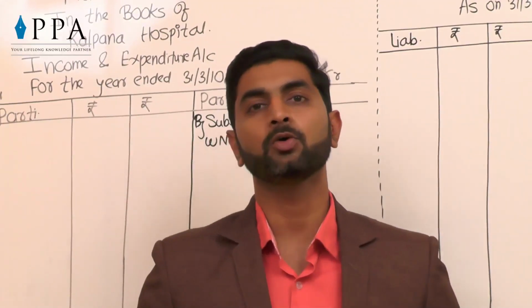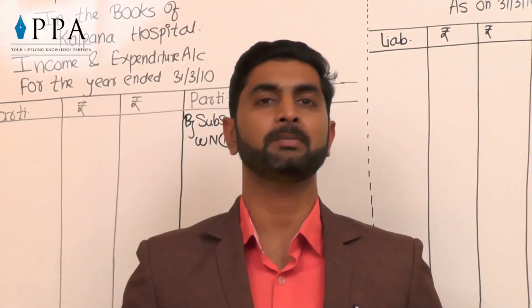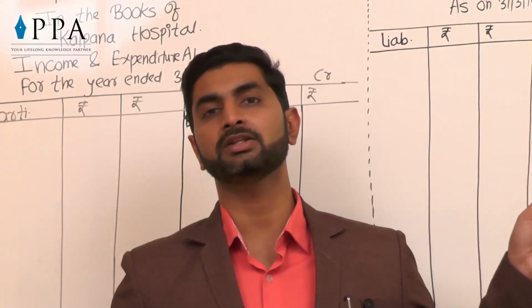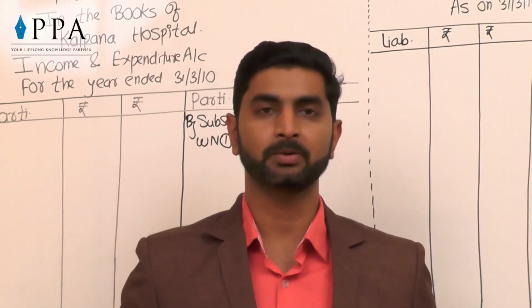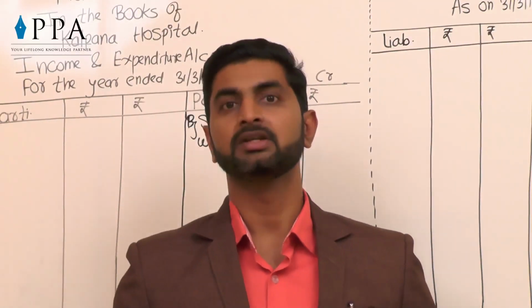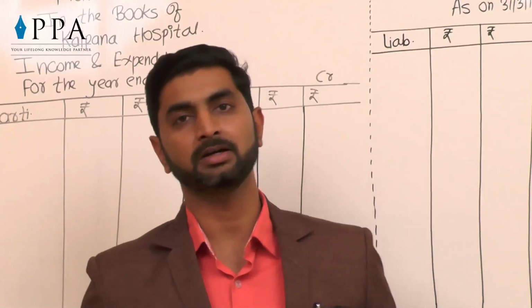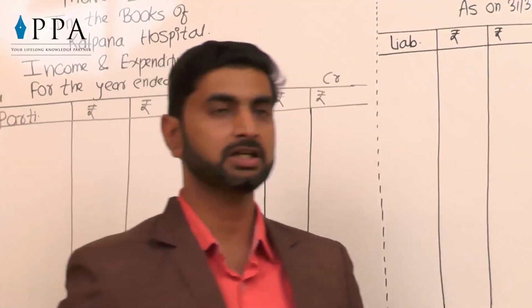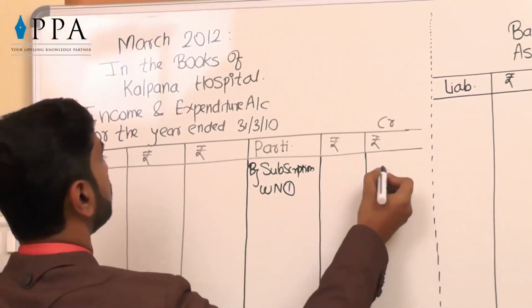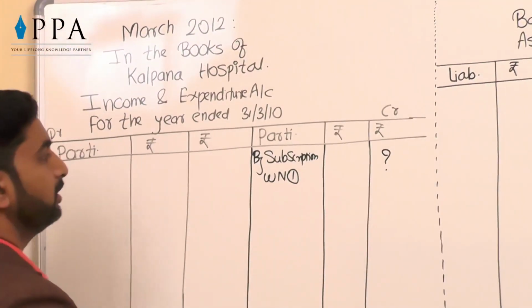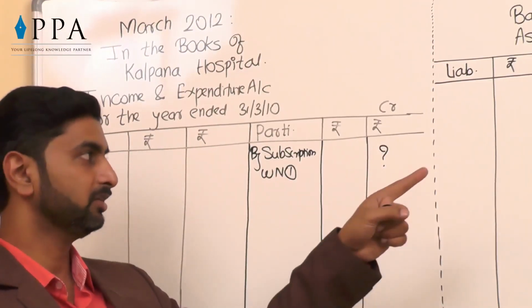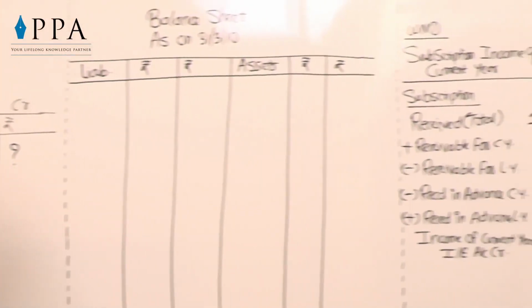As you can see, there is an opening balance of 6,000 in the receipt and payment account, which is the opening cash balance. It has already been recorded in the opening balance sheet, so we don't need to worry about it. Starting from the next item, the subscription received. There it is received, here it is income. So let's go to the income and expenditure account, credit side, by subscription. Here I will not record the amount immediately. I will go to working note number 1, in which I will make the adjustment. So let's move towards working note number 1.